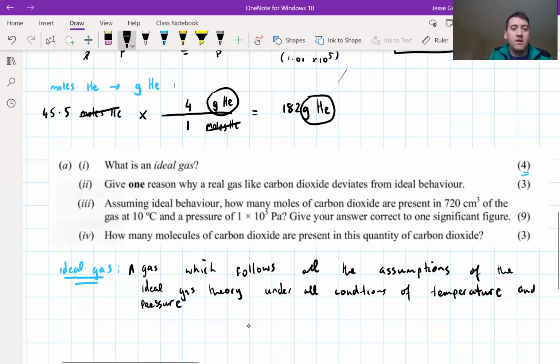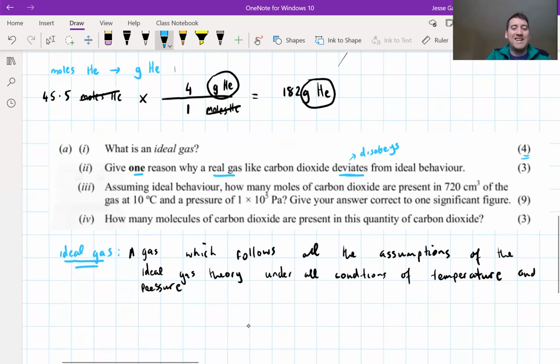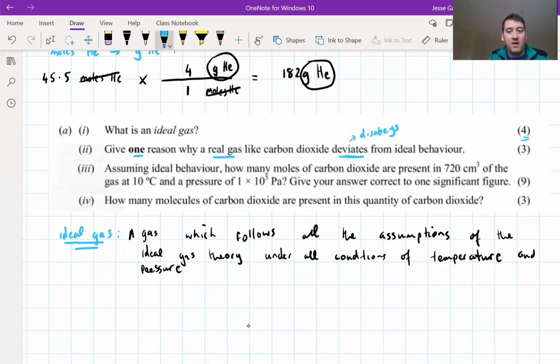It says, give one reason why a real gas like carbon dioxide deviates. This means disobeys or moves away from. So a student who breaks the rules in school, they will say they deviate from the school rules. They do something different from that. So this is what this is saying. Give one reason why a real gas is not an ideal gas, basically. Which one of the assumptions does it break? So real gases, what makes them different? Why are they not ideal? Pause the video, write down one reason.